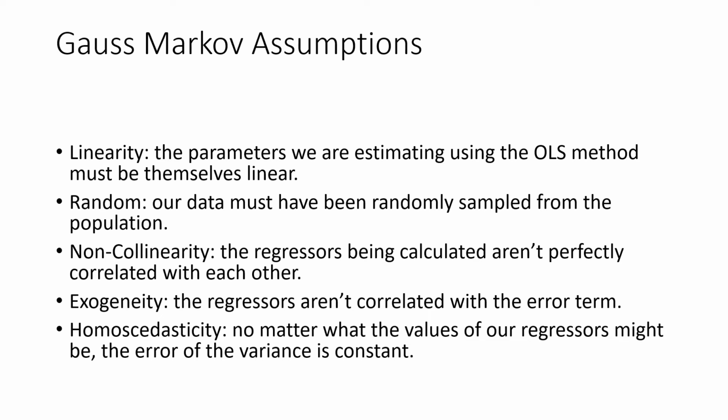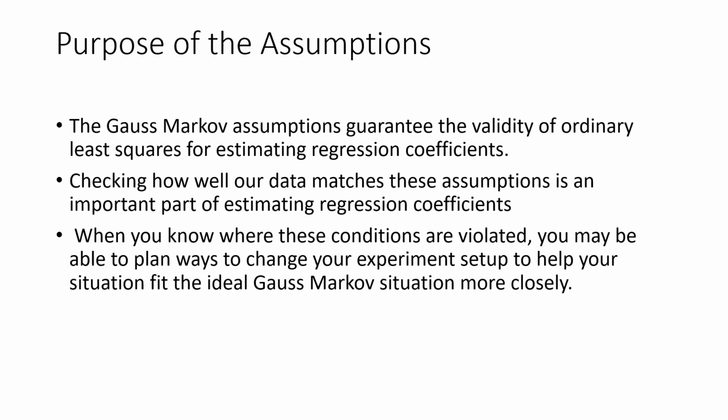Next you have to understand homoscedasticity, which is another assumption of the Gauss Markov theorem. It says that no matter what the values of our regressors might be, the variance of the error is constant. So this is another important assumption. Why do we need to stick to the assumptions? This is a very important question which we need to answer. We know that under the Gauss Markov theorem, if our ordinary least squares follows certain assumptions, we will be getting a BLUE estimate. But what is the main reason why we have to stick to these assumptions?